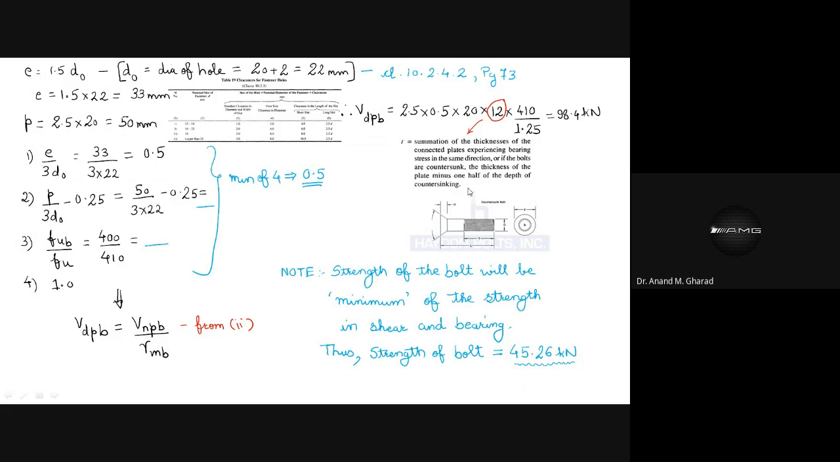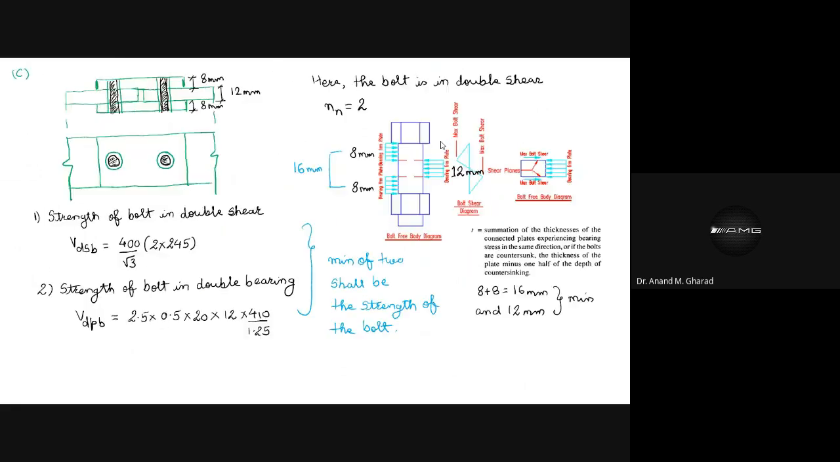But our bolt is not a countersunk bolt. It is the usual bolt, black bolt, which we consider for steel construction purposes, right? So what is the summation of the thickness of the connected plates experiencing bearing stresses? Now just try to understand.